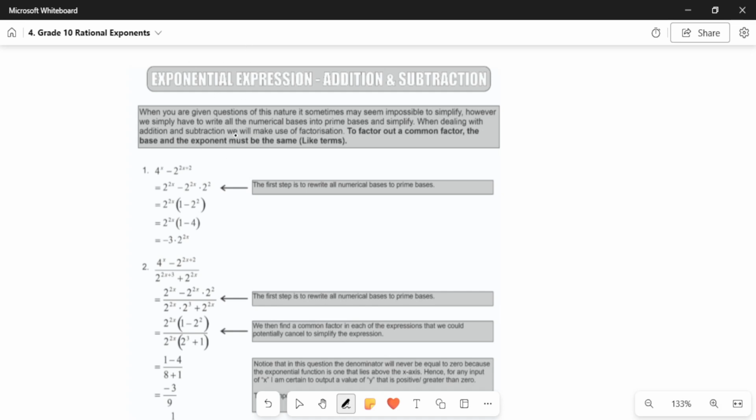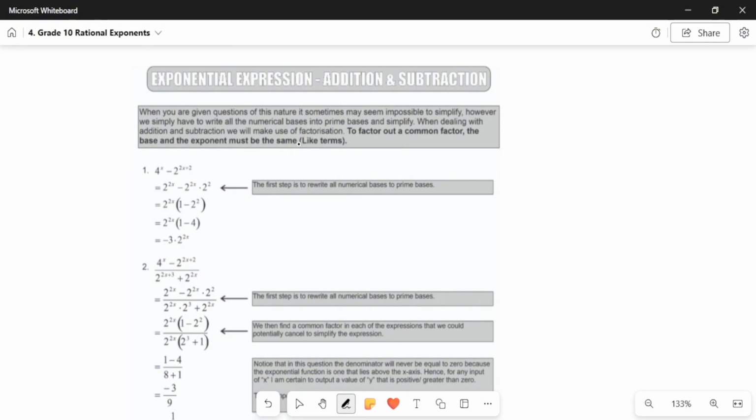Right, in the next part, we'll look at exponential expressions, but where we have addition and subtraction involved. Now, when you're given these types of questions, it may seem impossible to solve. However, if we re-represent all numerical bases into prime bases, we will be able to simplify the question. So when we're dealing with addition and subtraction, we will make use of factorization.